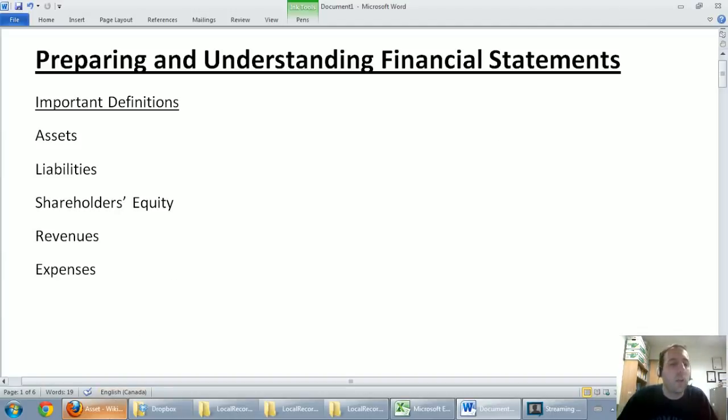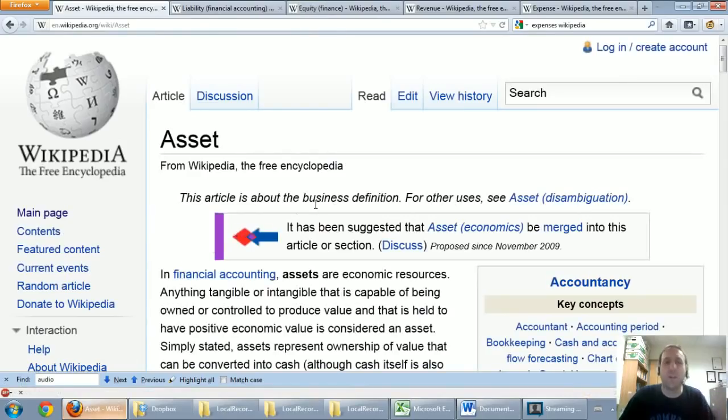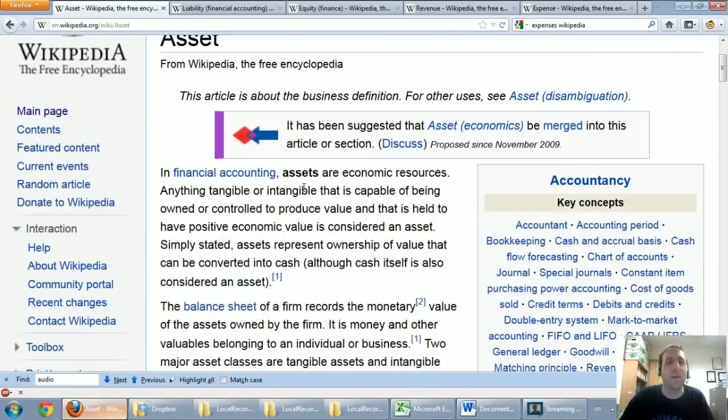I'm going to look up the Wikipedia definition. Wikipedia is not a bad thing. I know people crap on it from time to time, but it's not a bad thing. Here's Wikipedia's definition of the term asset. It says, in financial accounting, assets are economic resources, tangible or intangible, that are capable of being owned or controlled to produce value and that are held to have positive economic value is considered an asset. Simply stated, assets represent the ownership of value that can be converted into cash, although cash is also considered an asset, and it goes on.